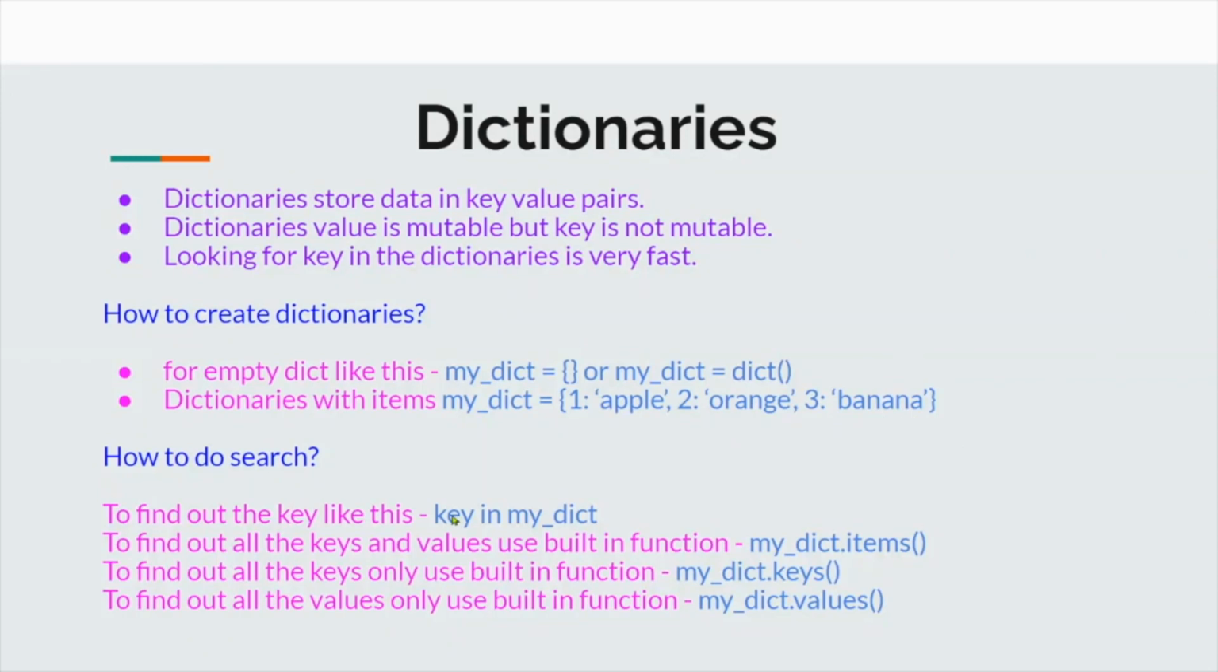If you want to see whether a key exists or not, you can use this: 1 in my dictionary, that will show True. If I check 4 in my dictionary, there's no 4 in the keys, so it will give False, meaning it does not exist.